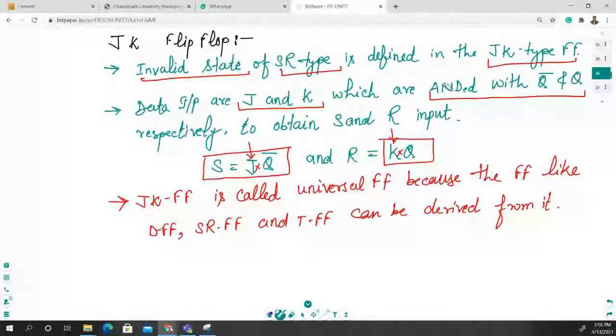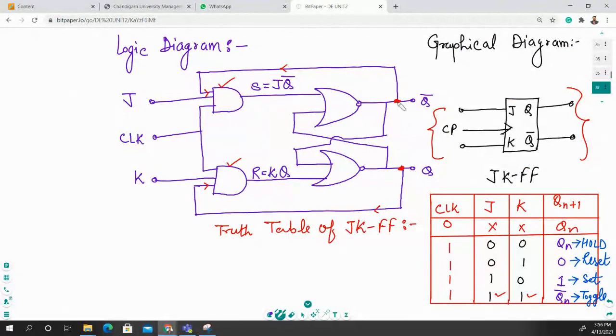invalid state problem. And one more thing you have to do is multiply this Q bar with J and Q with K. So how is this possible? You can see right here, this is the output Q bar, so that is multiplied to the AND gate, that means at the input side. So J multiplied by the Q bar will give you the output J Q bar.